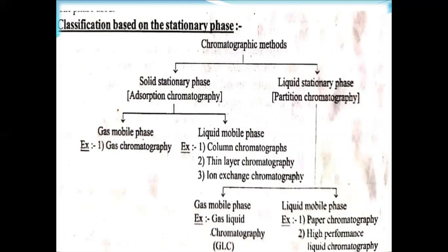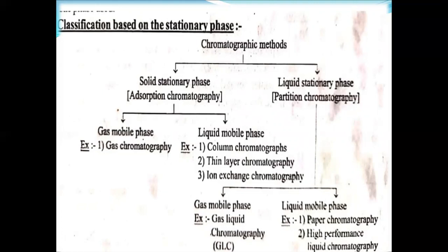In adsorption chromatography, the solid is the stationary phase and the mobile phase can be liquid or gas. And coming to the liquid stationary phase, the stationary phase is liquid. The mobile phase can be liquid or gas. And this is partition chromatography.